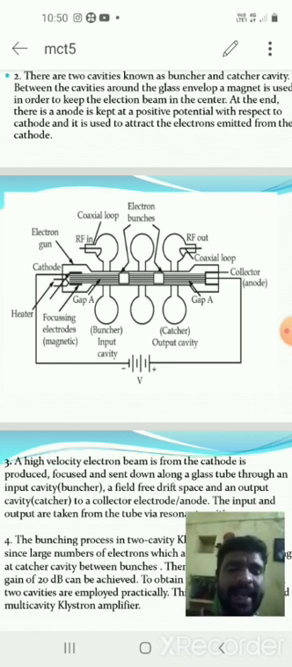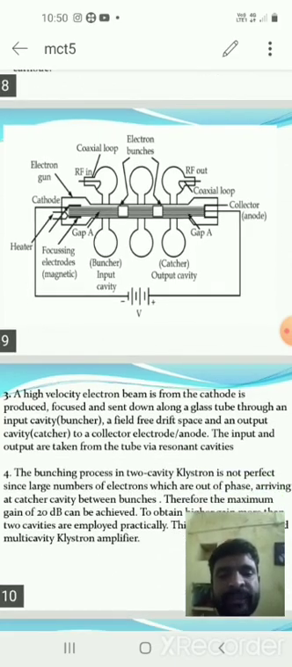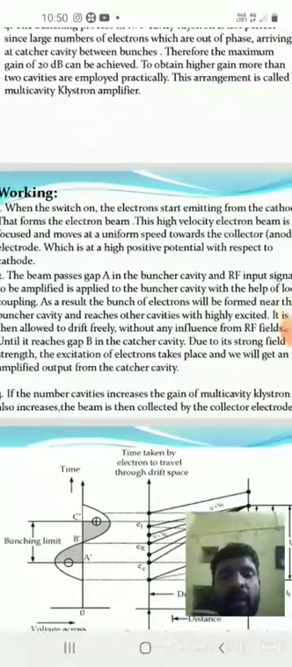To increase the gain, we use more cavities in addition to the buncher and catcher cavities. This type of arrangement is called a multi-cavity klystron amplifier. So more cavities are used to increase the gain of the amplifier. This is the construction of the multi-cavity klystron amplifier. Next, operation or working.